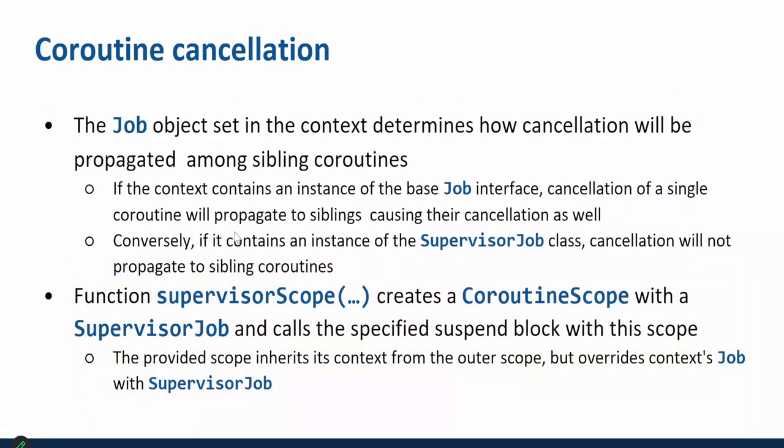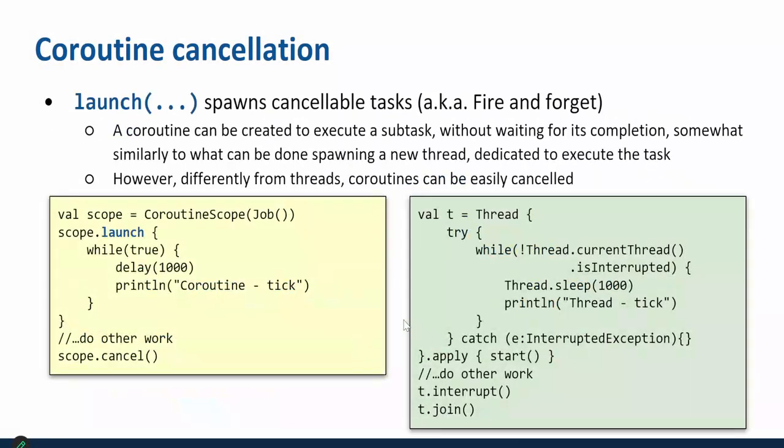We have seen that there are two main job kinds. The main job, which allows you to keep track of all your siblings and also react to eventual cancellation of your siblings. And there is a supervisor job, which allows you instead to keep your coroutine alive even if one of your siblings fails.